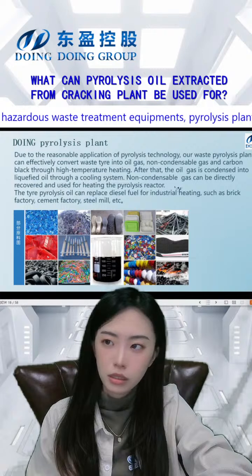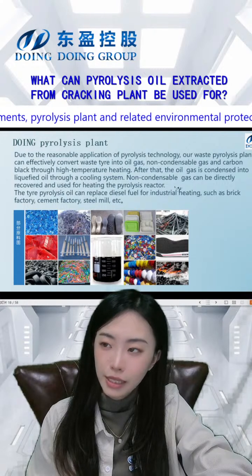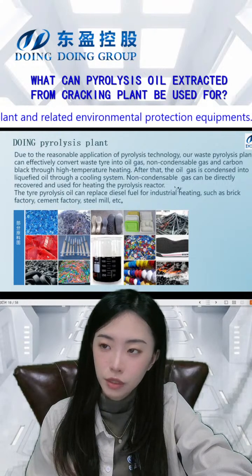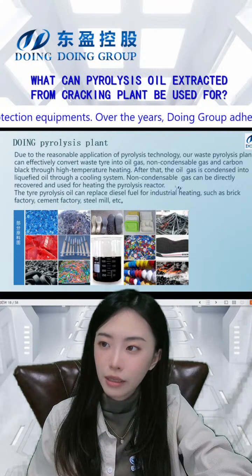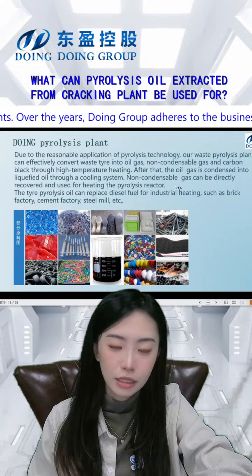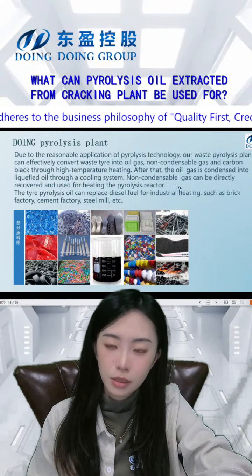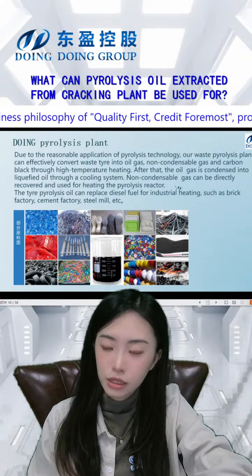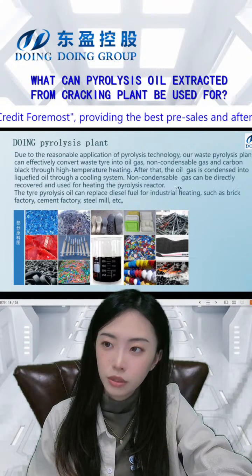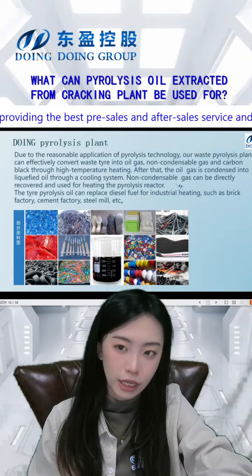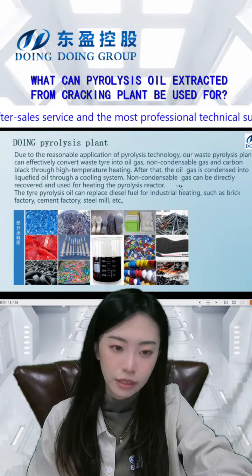As this text tells us, due to the reasonable application of pyrolysis technique, our waste plastic plants can effectively convert waste tire into oil gas, non-condensable gas, and carbon black through high temperature heating. After that, the oil gas is condensed into liquefied oil through a cooling system. Non-condensable gas can be directly recovered and used for heating the pyrolysis reactor. The tyre pyrolysis oil can replace diesel fuel for industrial heating, such as brick factories, cement factories, steel mills, glass factories, and so on.